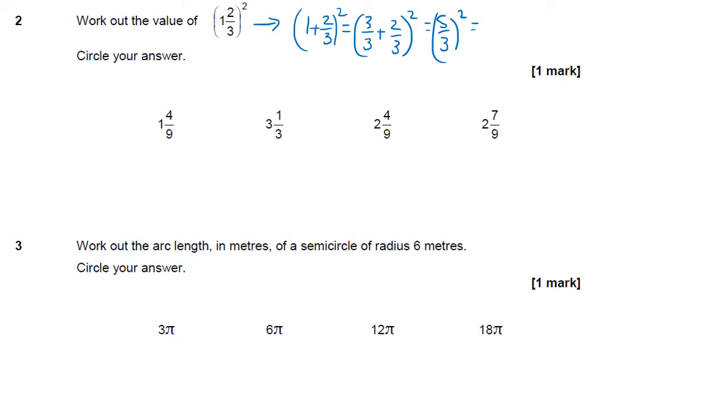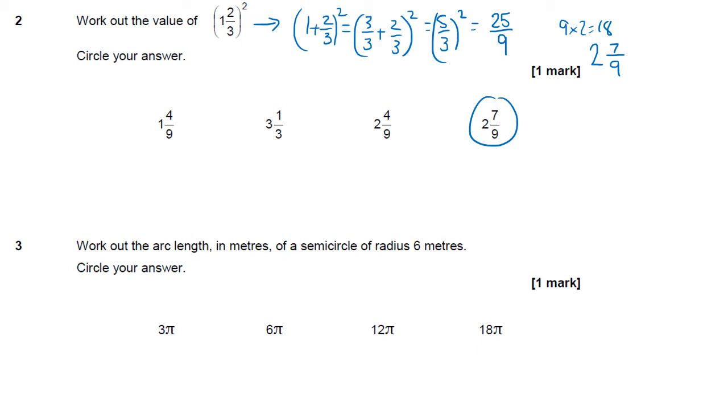So when we square a fraction, we just square the numerator and the denominator. So we get 25 on the top, and then 3 squared is 9 on the bottom. And then it's a case of putting that back into a mixed fraction form. So how many times does 9 go into 25? Well, 9 times 2 is 18, and that will leave 7 left over. So we're going to get 2 7/9, which is the last option there.